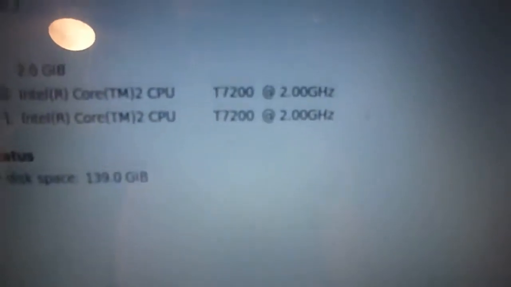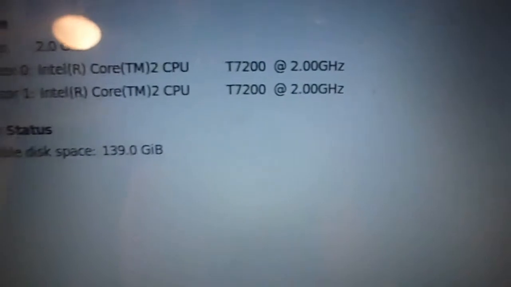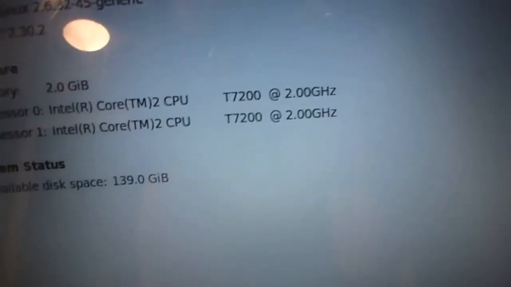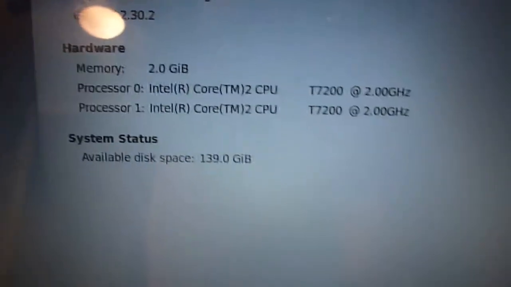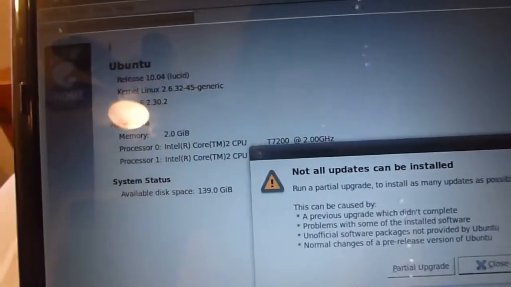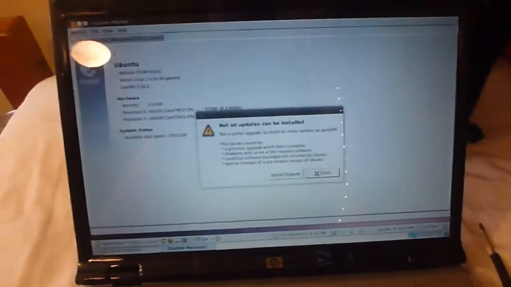Core to core, the T7200's one core is about 40% faster than the T1350. And then you add two of them. That's about 300% increase. I guess the reason for that is instead of running at 1.86 gigahertz, it runs at 2, and it also has a 667 megahertz front side bus instead of the old 533.